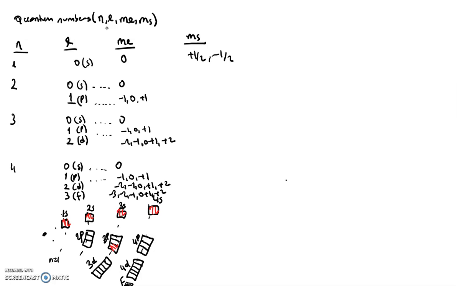So let's do some practice now. Okay, so let's do practice. So let's write down all the possible quantum numbers for 3d. And I'm going to do like 2f. There's no 2f. I'm going to do 4f. So list all the possible quantum numbers.